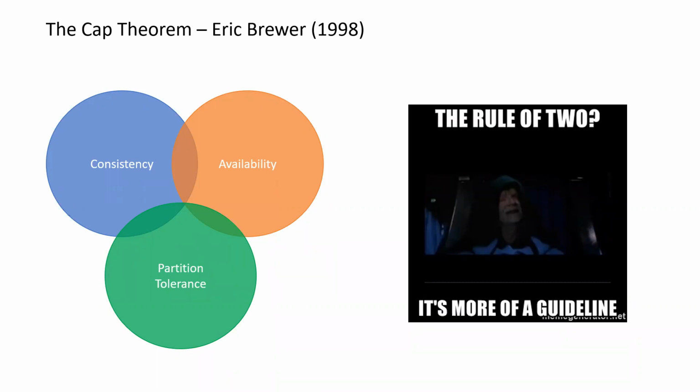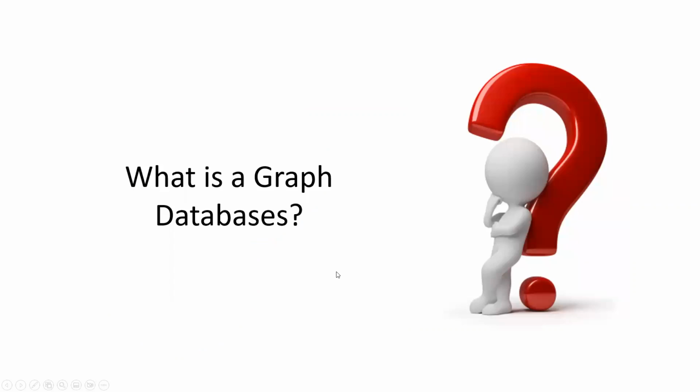So where does a graph database fit into all this? Well, a graph database is a NoSQL database, meaning it's designed more for availability than it is for consistency. And a graph database is typically built on the notions of graph theory.